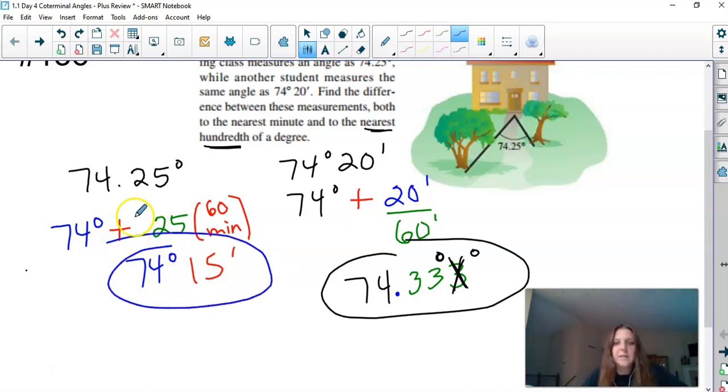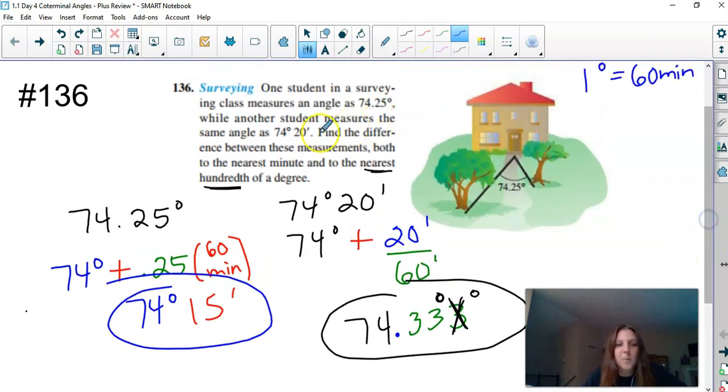The question then says to compare the difference of these two measurements. So find the difference between these measurements. In other words, compare them. So we can compare this one to the original. It was originally 74 degrees 20 minutes.